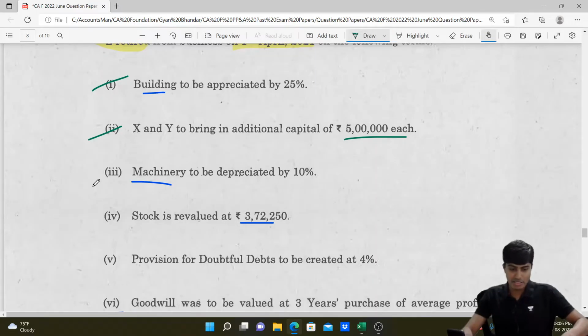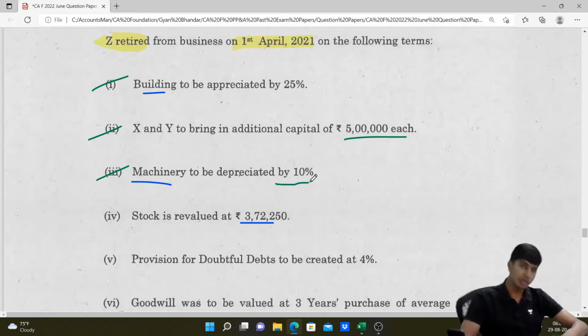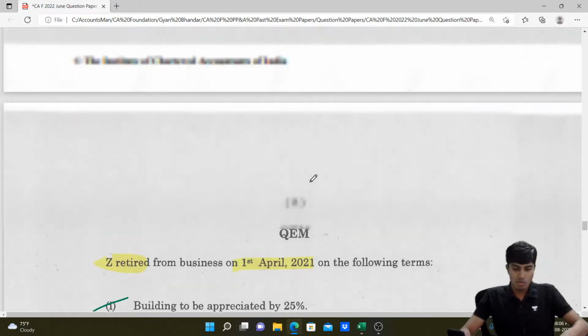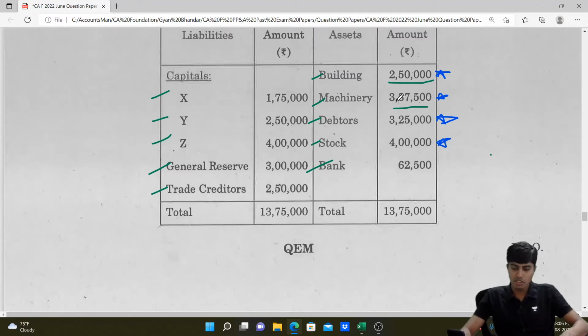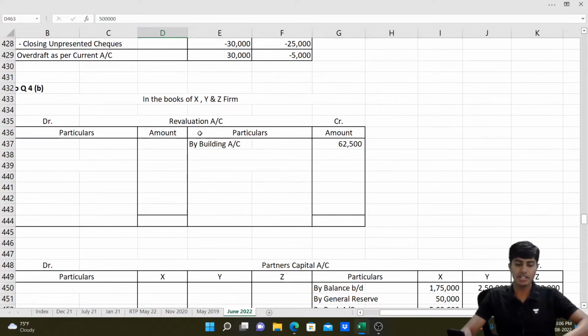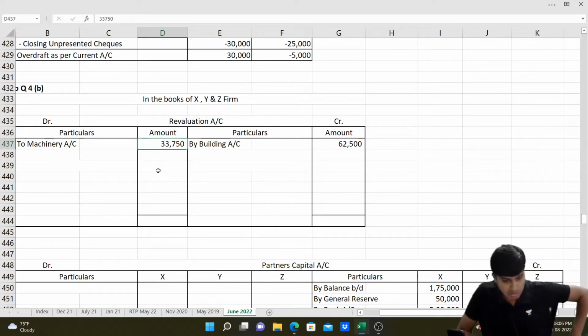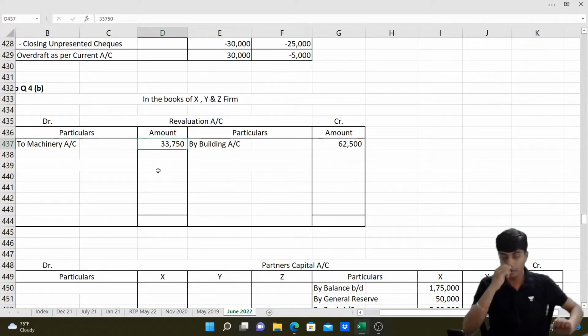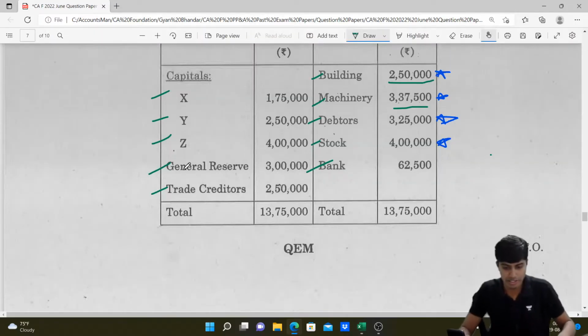Then the next entry is machinery to be depreciated by 10%. As the value of the machinery goes down, we need to credit machinery account and debit will be given to revaluation. Entry will be revaluation account debit to machinery. How much is it? It is 10% of 3,37,500. That is 33,750. That's the entry, revaluation account debit to machinery account, 33,750. Let me write that there.